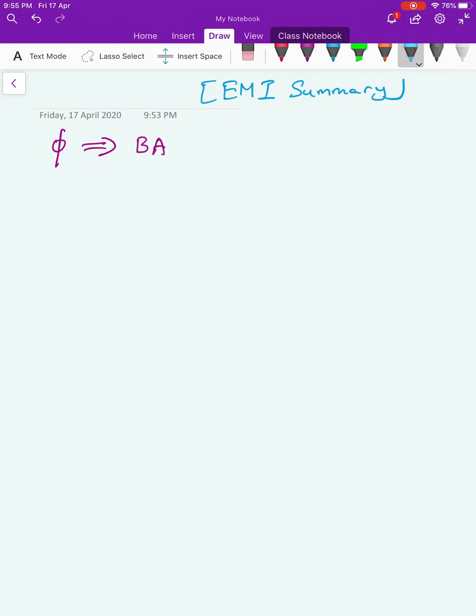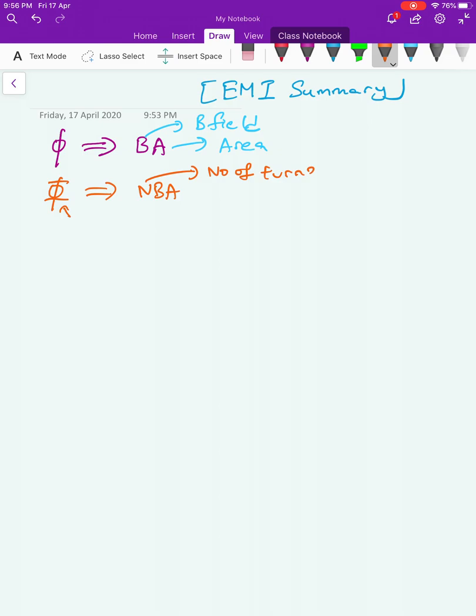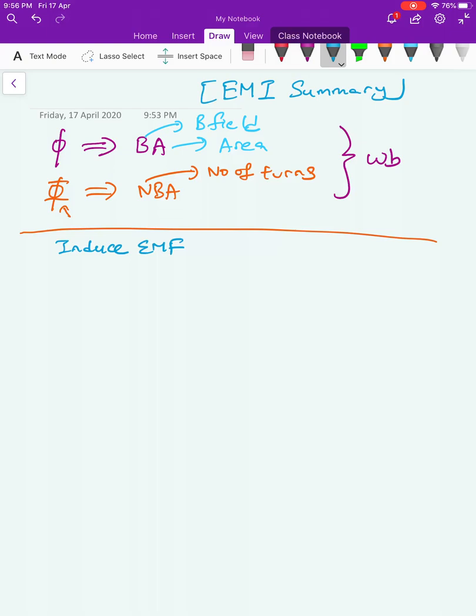B times A, where B is the B field and A is your area. Second, we learned magnetic flux linkage. Magnetic flux linkage is NBA, so it just has an extra N, where N is the number of turns. The SI unit of both of these is the Weber.